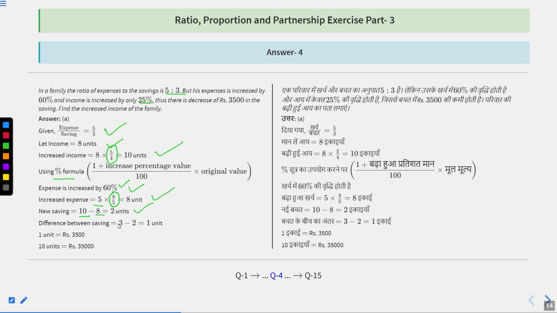And the difference between the savings, first he says 3 minus 2, which is 1 unit. And it is given that 1 unit is 3500. So 10 unit, when we multiply it, we get 35,000. So A is the correct answer.